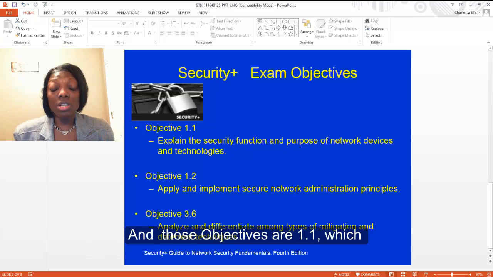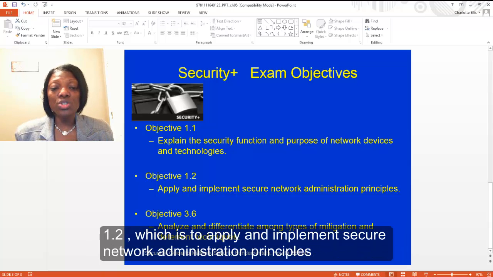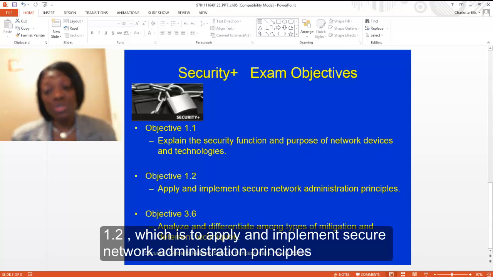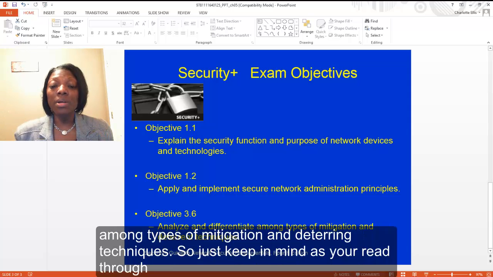And those objectives are 1.1, which is to explain the security function and purpose of network devices and technologies. And then we have objective 1.2, which is to apply and implement secure network administration principles. And then objective 3.6 is also covered in Chapter 6, analyzing and differentiating among types of mitigation and deterrent techniques.